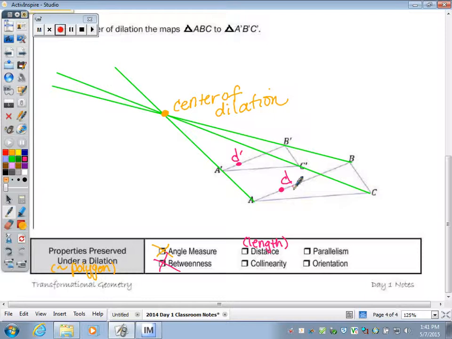And then the next one, Connor, collinearity. Yeah, so what that's saying is all these points are collinear both on the original and image. So that's true. Parallelism, Jenna. Yes. These segments still remain parallel. And then last, Tyler, orientation. Yes. So again, from A to B to C, that's clockwise. A prime, B prime to C prime, that's clockwise.